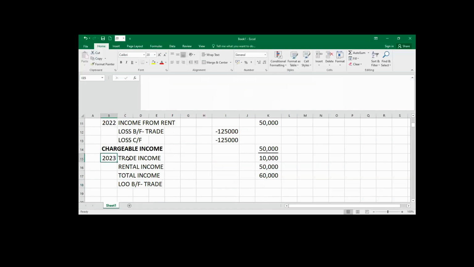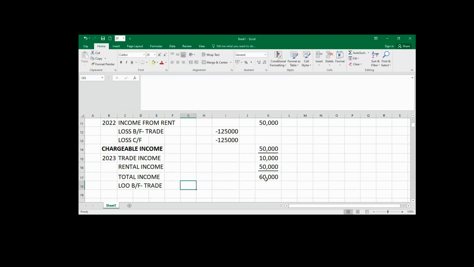Okay. 2023. We have the trade income 10,000. We have the rental income 50,000. Total income will give us 50,000 plus 10, that is 60,000. We have a loss brought forward from trade, which is how much? Loss of 125,000.